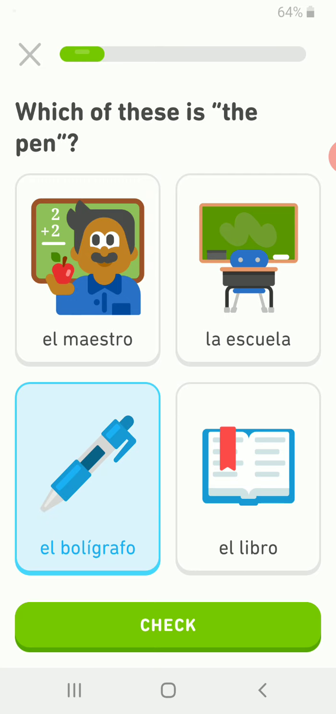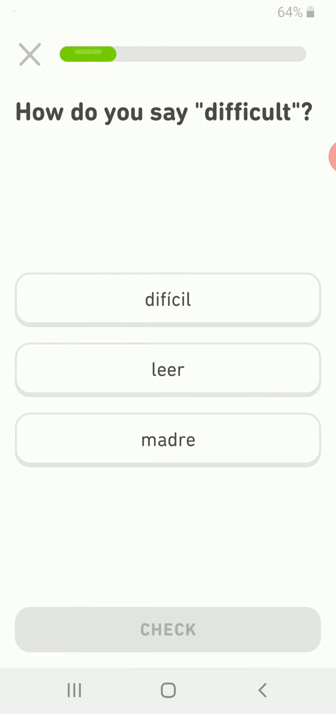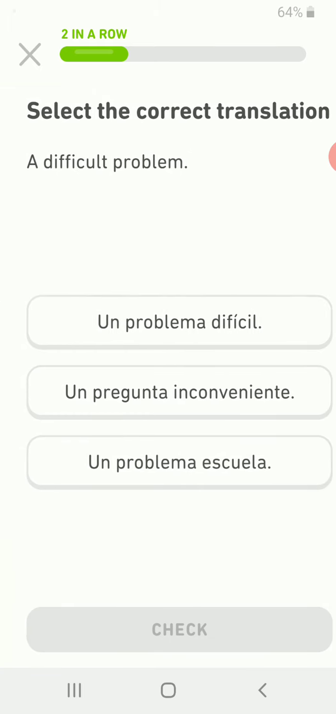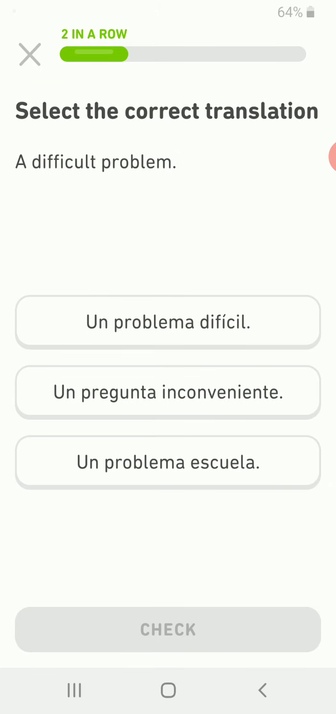El bolígrafo. So el maestro we know is a teacher. Difícil. Madre is mother. And a difficult problem, un problema. Sorry, it's not una, but un problema. In movies, we usually hear un problemo, but it's not problemo, it's problema.